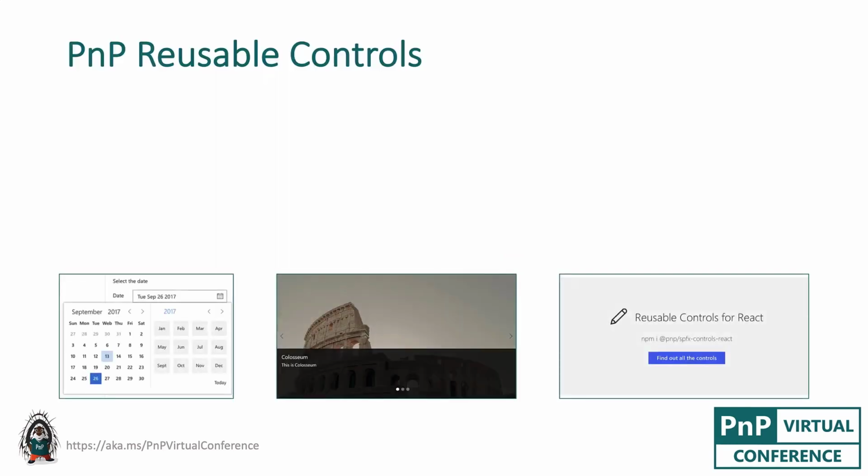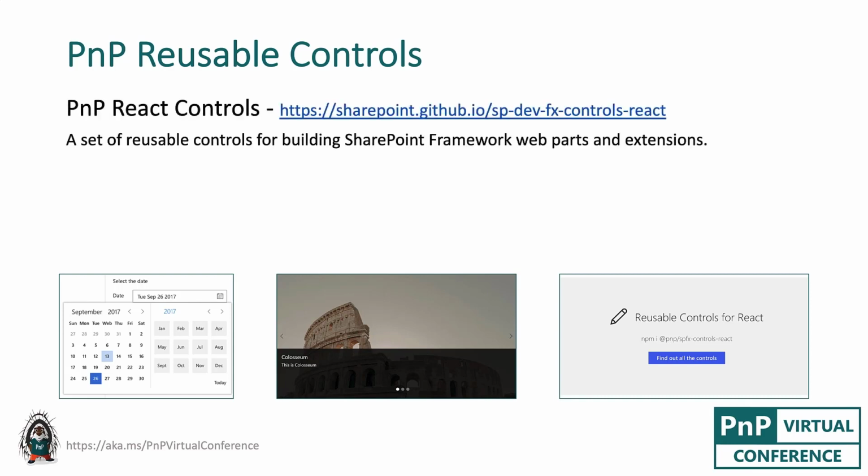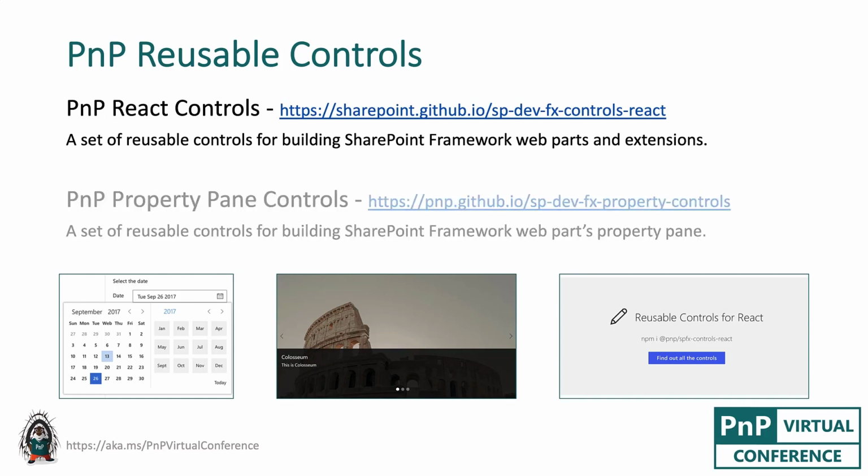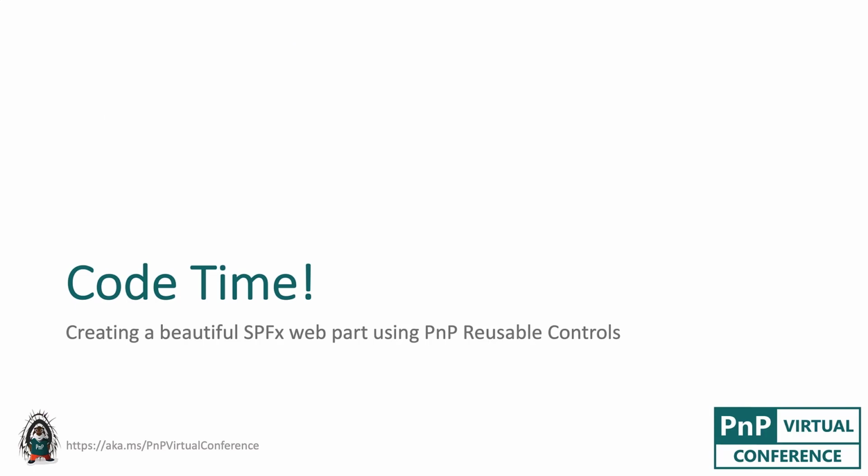But in this session we'll focus on PnP reusable controls. There are two repositories, or two npm modules, for the controls. The first one is PnP React controls. This is a set of reusable controls for building SPFx web parts and extensions. And the second one is PnP Property Pane controls, a set of controls to be used in the SPFx web part property pane. And let's jump to the code and start creating our beautiful SPFx web part using both React controls and Property Pane controls.